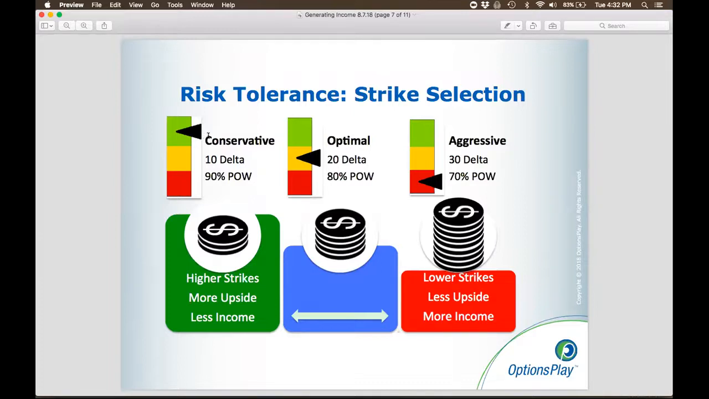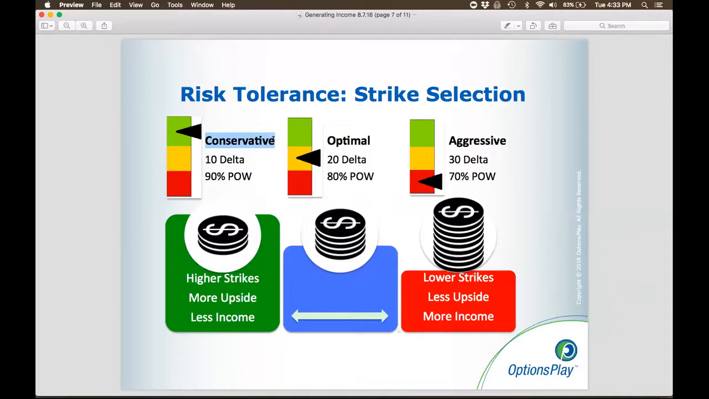Someone on the conservative end of the spectrum when it comes to risk tolerance, this is for those of you that own stock, you've held on to stock for a long time. Perhaps you have a low cost basis on that stock and you don't want to lose this stock because you plan on hanging on to this for a long time. Or for those of you that perhaps have a dividend income that you rely on as income, and you want to make sure you retain those stocks and you don't sell those stocks, you would fall under the conservative end of the spectrum.